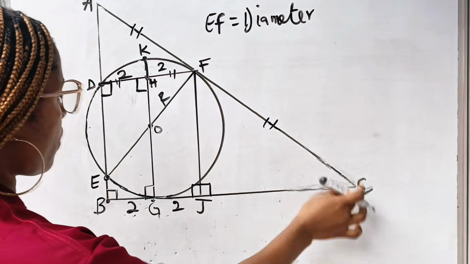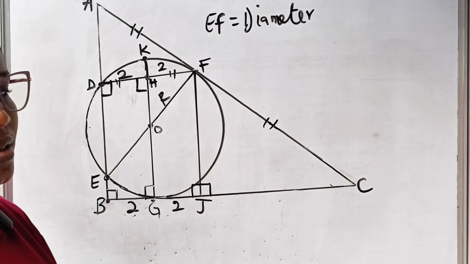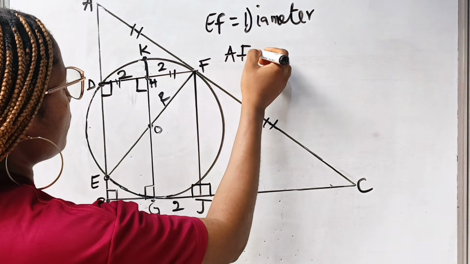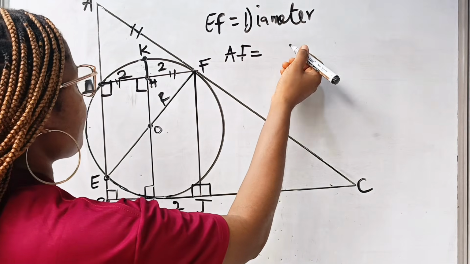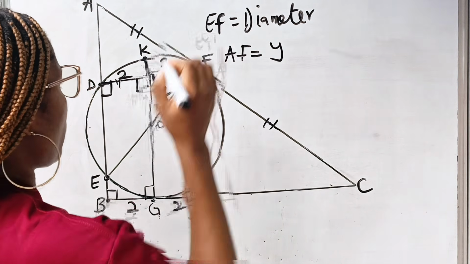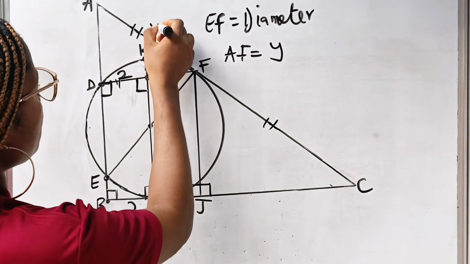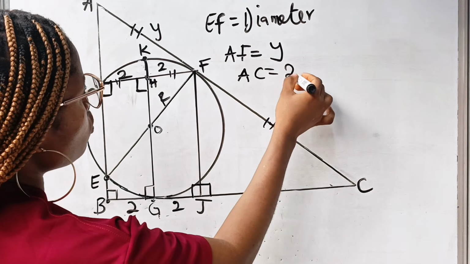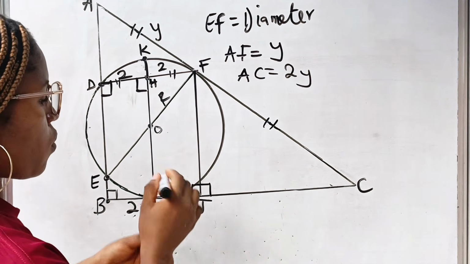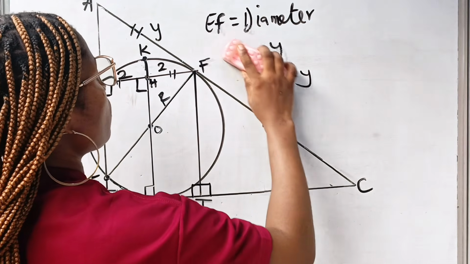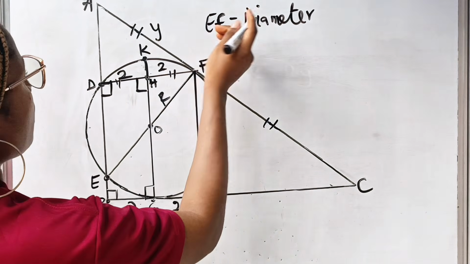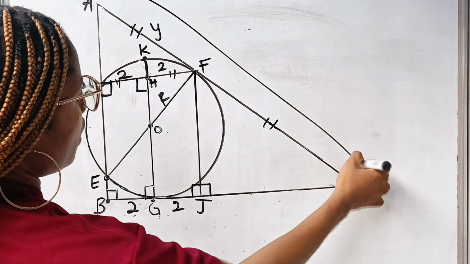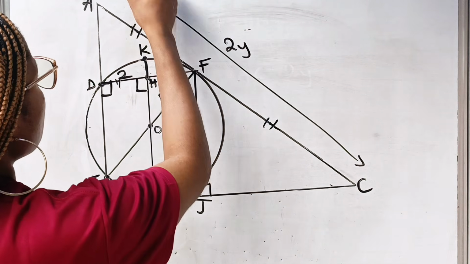Now, if that is true, let AF be equal to, let's call it Y. If this place is Y, then AC will be equal to 2Y, since both of them are equal. So AC is equal to 2Y. How are we going to indicate that? From here to here is equal to 2Y.